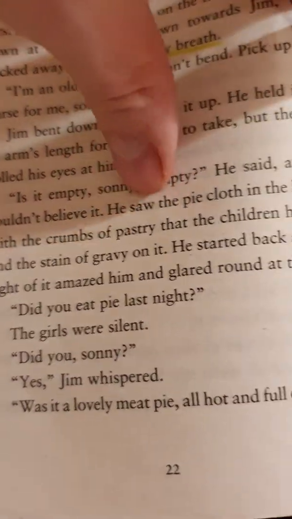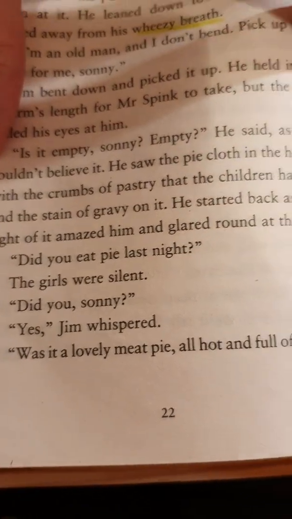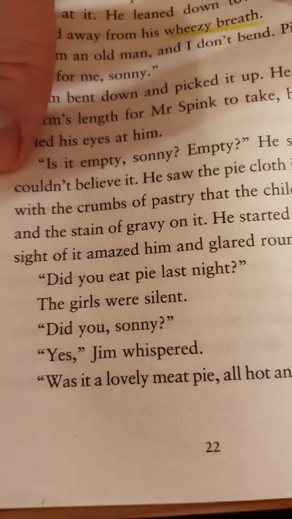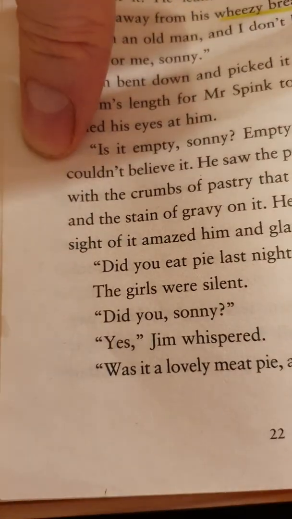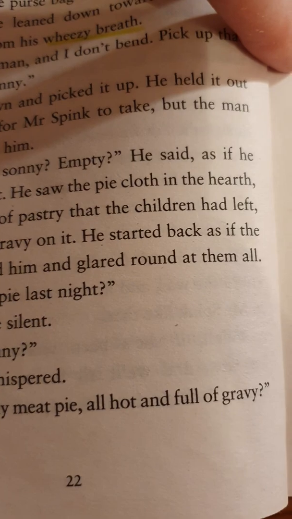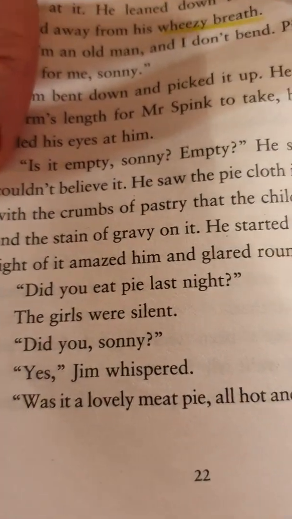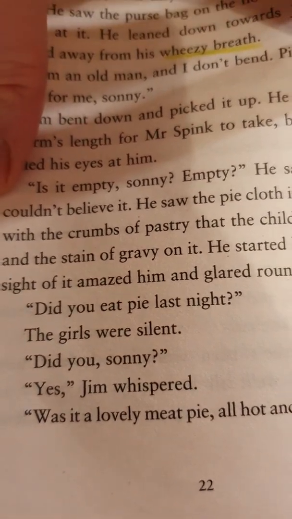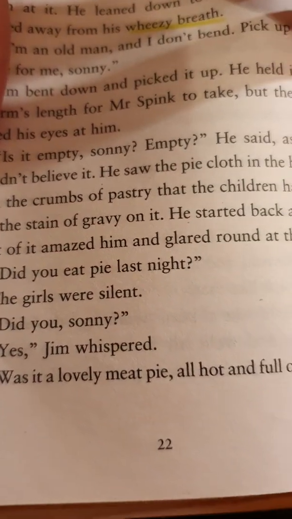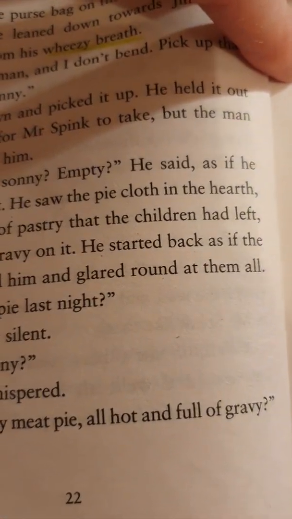Okay, and there it mentions he saw the pie cloth in the hearth with the crumbs of pastry that the children had left and the stain of gravy on it. He started back as if the sight of it amazed him and glared round at them all. Did you eat pie last night? The girls were silent. Did you, Sonny? Yes, Jim whispered. Was it a lovely meat pie, all full of hot and full of gravy?